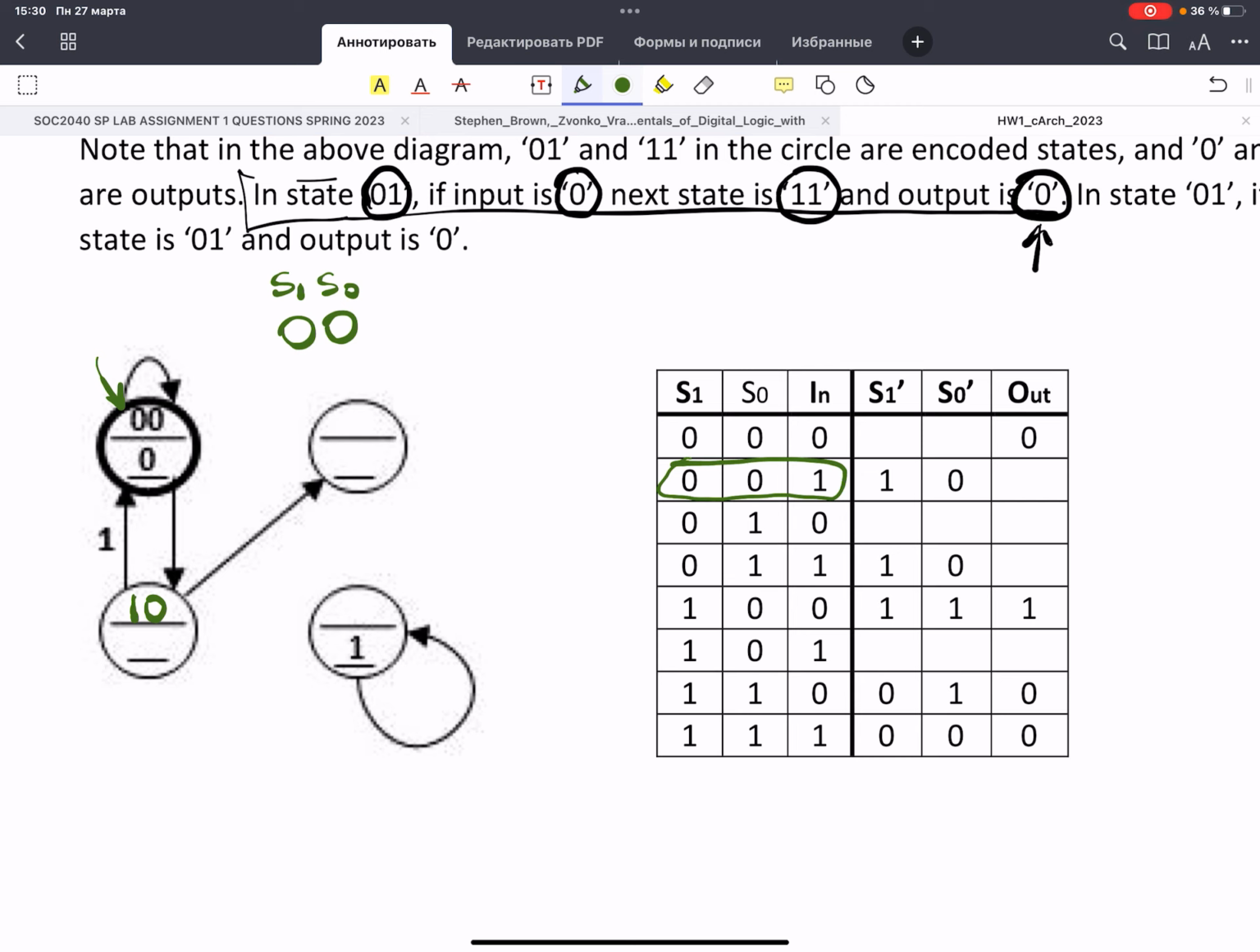So it says that if S1 is 0 and S0 is 0, and the input is 1, then the next state is 1, 0, with some output. So I am saying that this is 1, 0, this state, and I'm assuming that this is input 1.